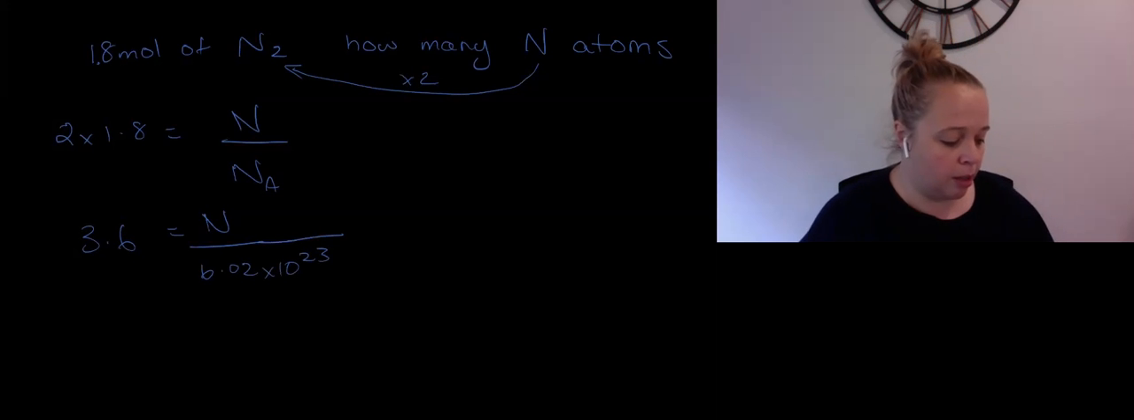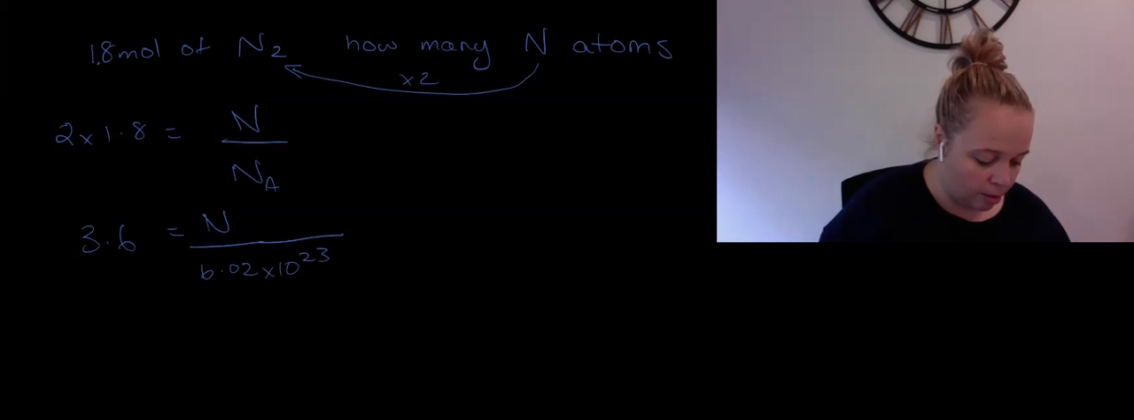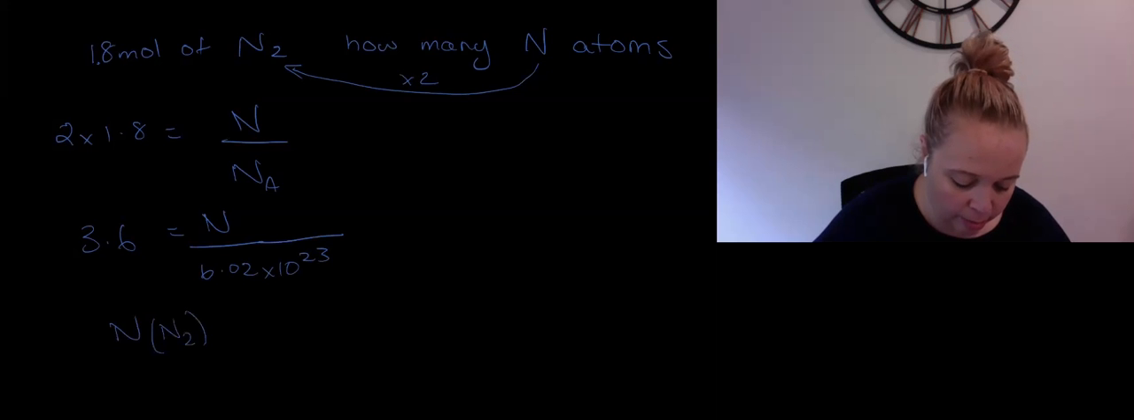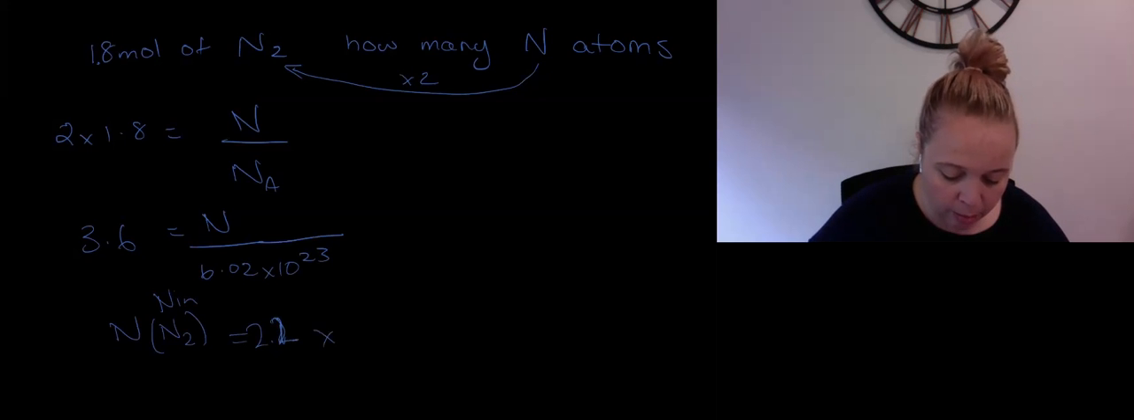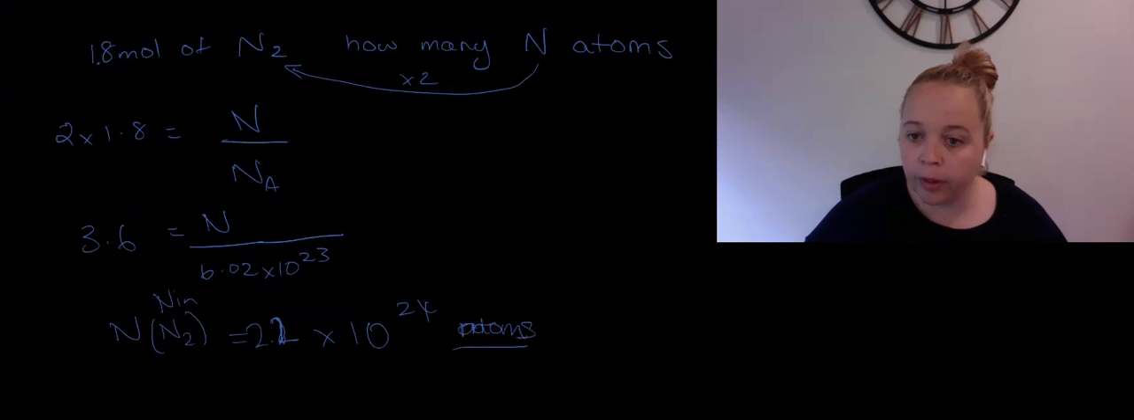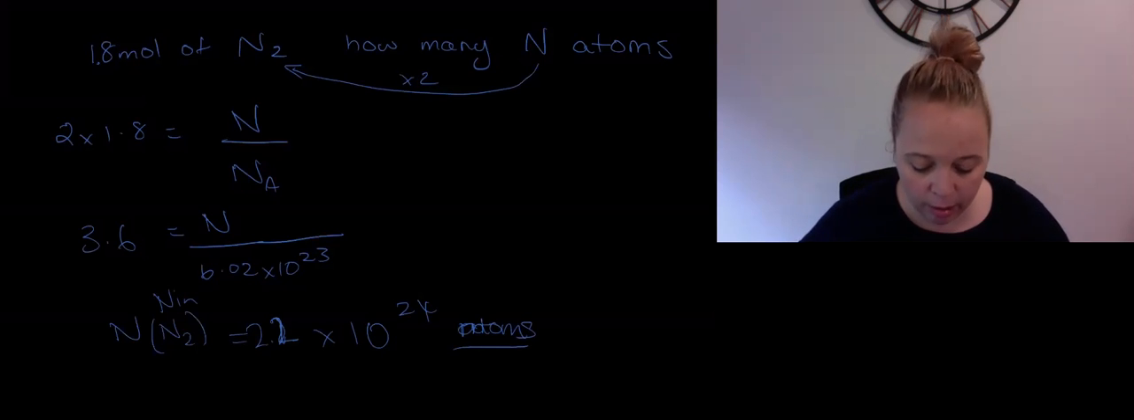You're going to multiply them out. Again, my brain doesn't do that maths on its own. This is why we use calculators. We end up with the number of nitrogen atoms in N2 being 2.16 times 10 to the power of 24 atoms. Okay, that's how you can calculate those.